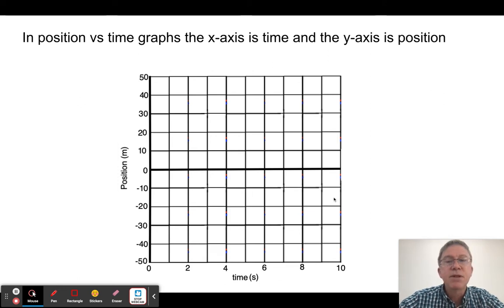Now, one thing that's a little bit troubling is that position is often referred to in physics as x. So the y-axis is telling me the x position of the object. This is a little bit of a tricky thing to keep in mind here. All right, so let's just take a look at what we do with this here.